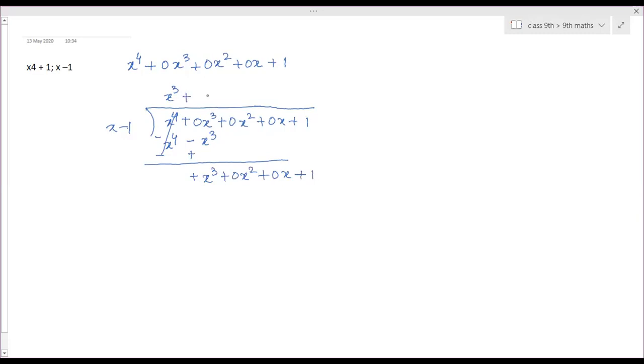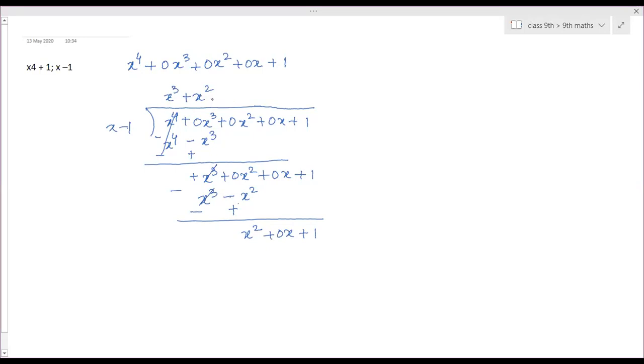So next quotient, x square. x square into x will come x cube. x square into minus 1, minus x square. Then subtract, this minus will become plus. Now 0 plus 1 will be plus 1 x square. This gets cancelled. Answer is 0. Now x square plus 0x plus 1.